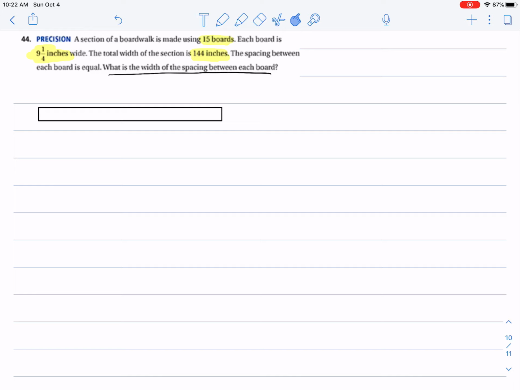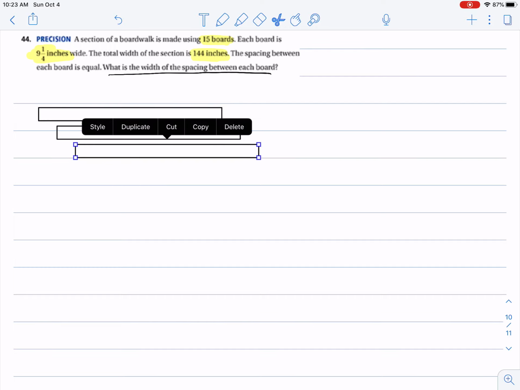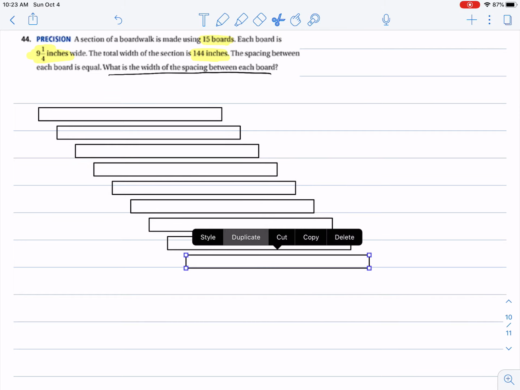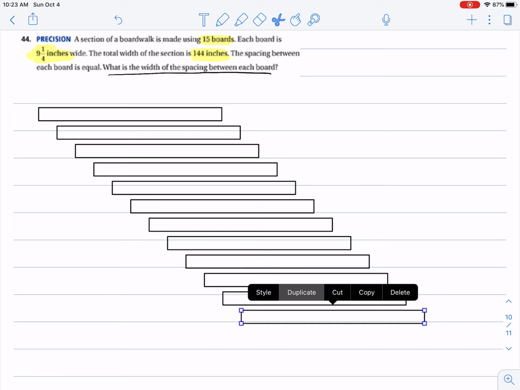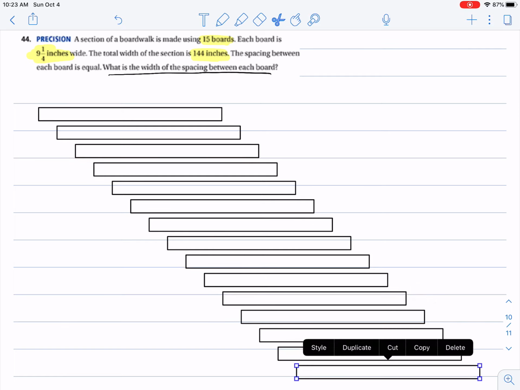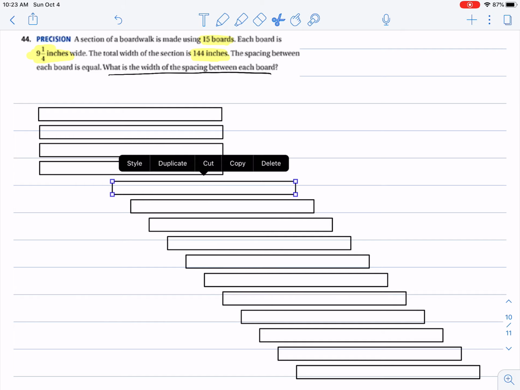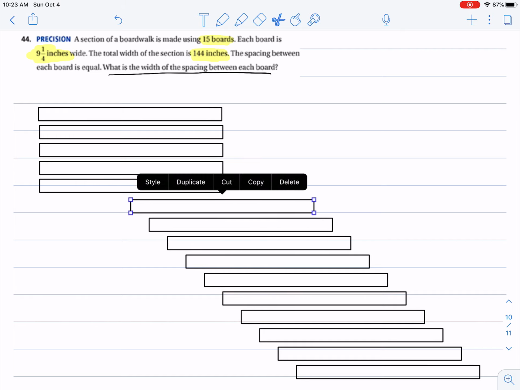I have a little rectangle here that represents the board, and I'm just going to make 15 of these. So 1, 2, 3, 4, 5, 6, 7, 8, 9, 10, 11, 12, 13, 14, 15. Okay, these are my 15 boards, and we're going to line them up. I'm going to try to keep them equal spacing away from each other so we can see what this question is actually asking us.